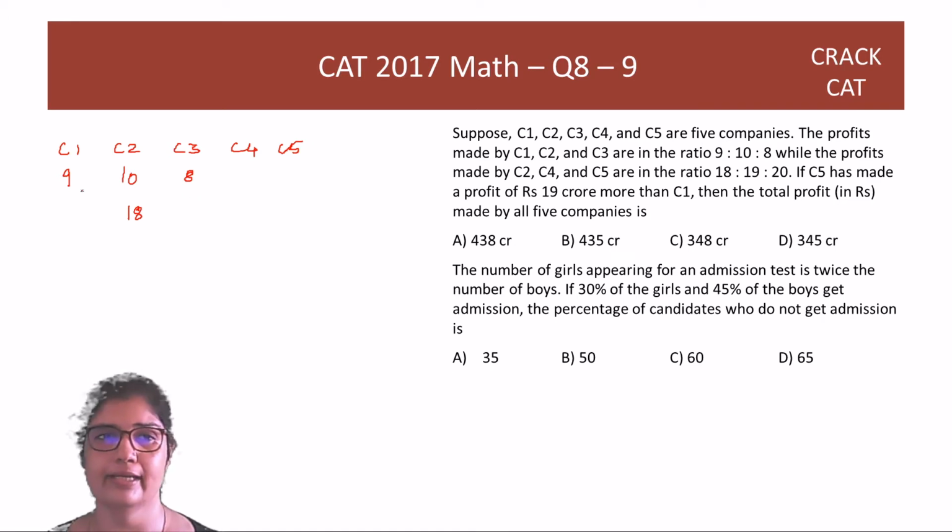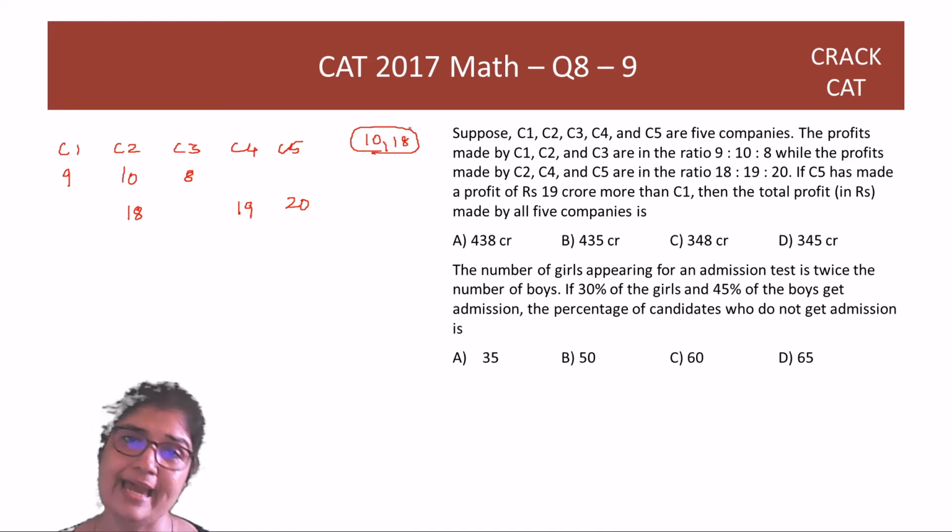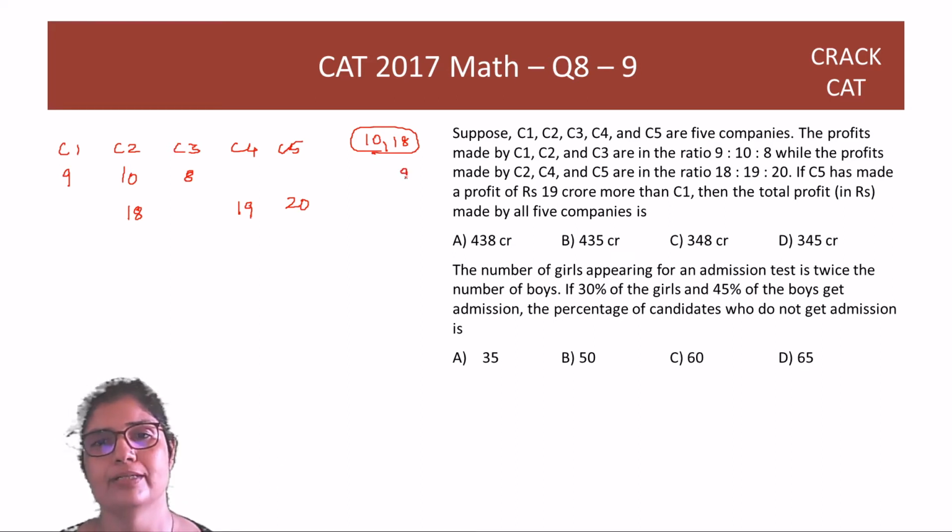C3 and C1 are not given, C4 is 19 and C5 is 20. So now I have to get everything in one common ratio. So I have to make the C2 term equal. So the LCM, guys, of 10 and 18, correct? I want a number that's a multiple of 10 and a multiple of 18. That number is 90. So I'll multiply this ratio with 9. Correct? So I'll get 81, 90 and 72.